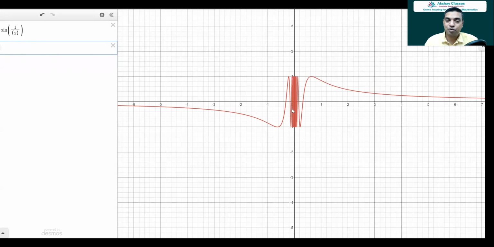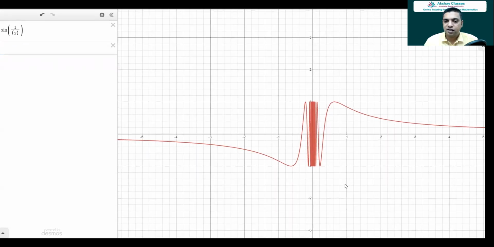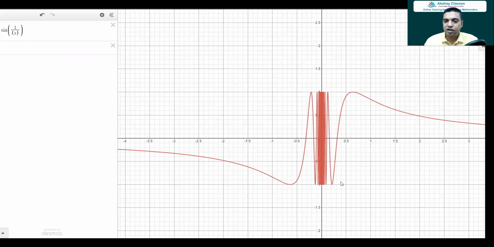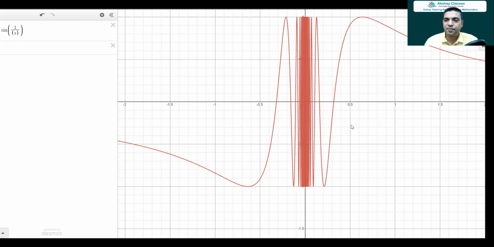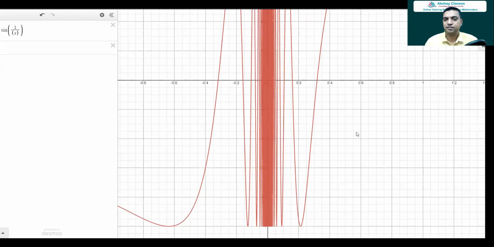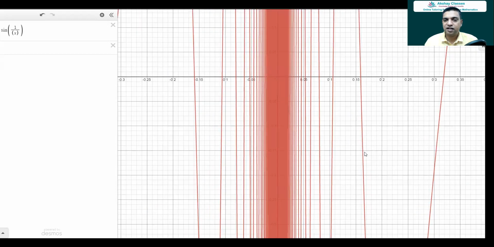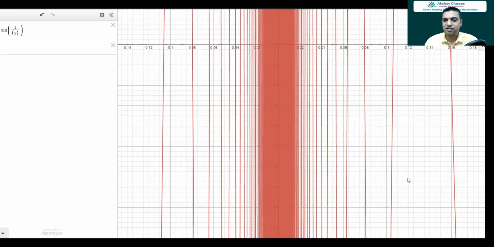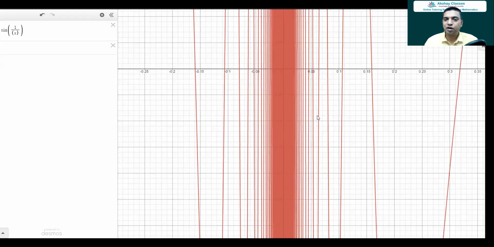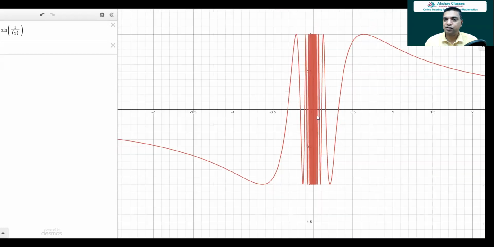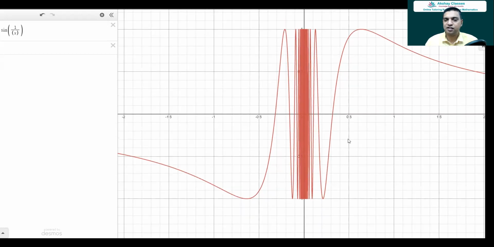But when x approaches 0, 1 by x tends to infinite values. See the graph, how it is. Very interesting: you keep going closer and closer, the graph becomes denser and denser. Sine 1 by x. You go closer and closer, the graph becomes denser and denser. And when you approach 0 very, very close, the graph oscillates very vigorously, very fast.